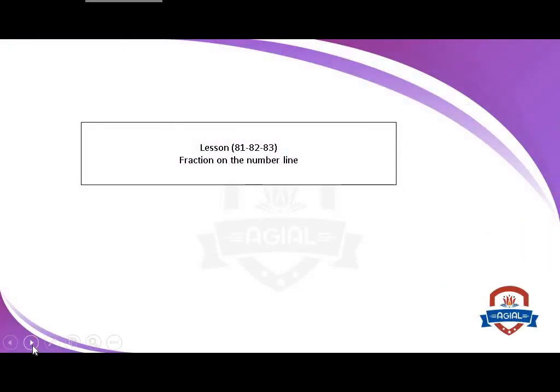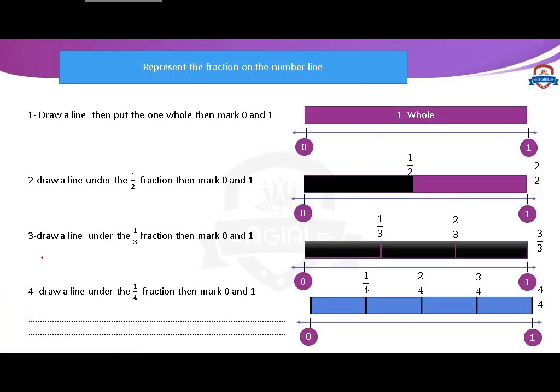Okay, we have lessons 81, 82 and 83 about fractions on the number line. How to draw fractions, how to compare between two fractions. At first, represent the fraction on the number line.